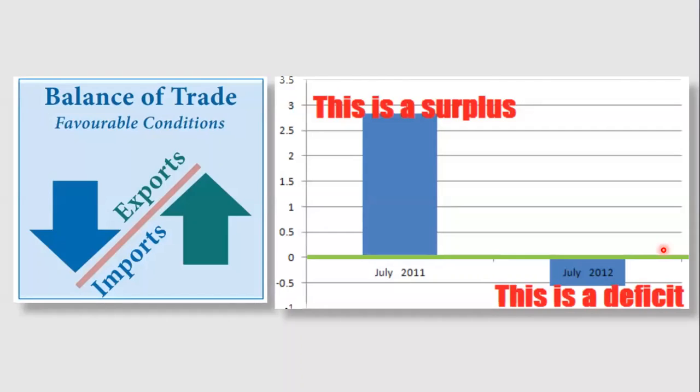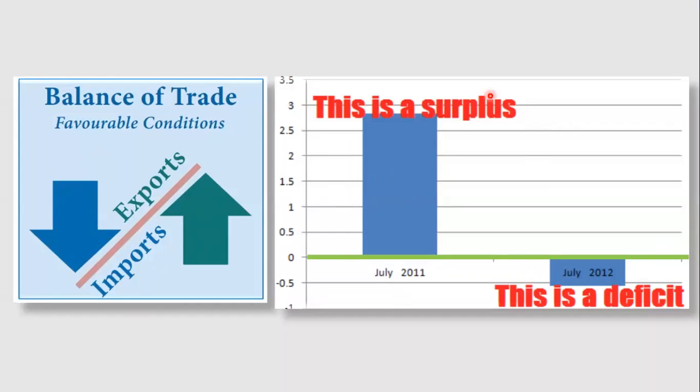Maybe these pictures can help us to understand better. So this is the balance of trade. Let's suppose that it's Ecuador. So we have exports going down and imports going up. So we are importing more than what we sell. In this case, we're having a deficit.